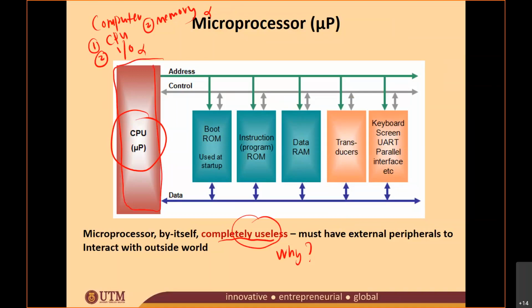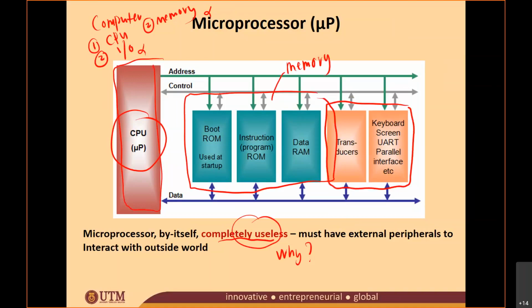It's only the brain. In order to make one complete system, you need to connect it to the memory. So this is your memory, the green color here. And as well as other peripherals, which are the I/O peripherals. So you need to have another chip for the ROM, another chip for the RAM, and another chip for your input output, and connect it to your CPU so that it becomes one computer system. So that is a microprocessor.